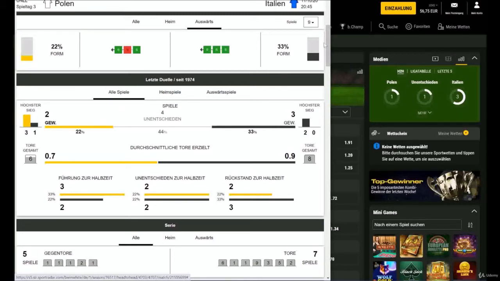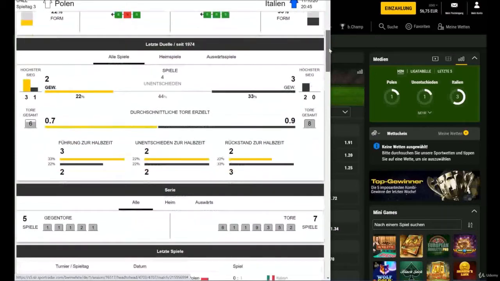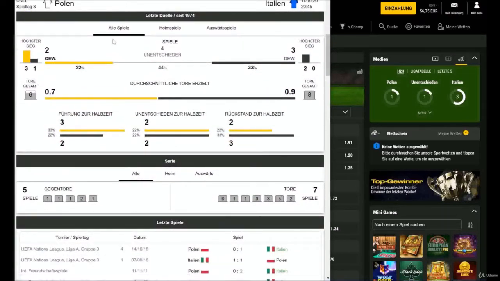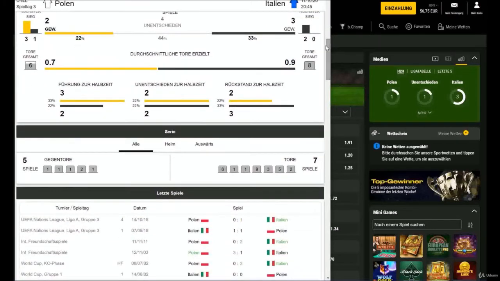The head-to-head says Poland won twice, 4 draws, and 3 wins for Italy. Italy scored more goals per game, 0.9 on average. Poland 0.7.